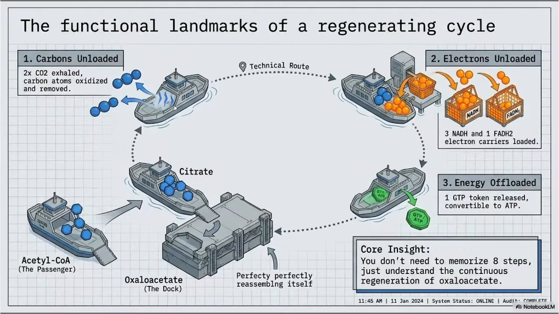Okay, you remove the carbon, and from here through the technical routes there is going to be overload. There is going to be loading of the electrons in the form of 3 NADH, 1 FADH2, and the electron carrier load. Thereafter it is going to go into where the energy will be offloaded. That is when the GTP token will be released and compatible to ATP.